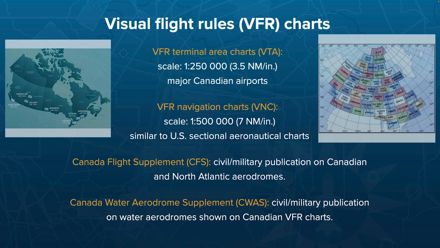So, visual flight rules, VFR charts. We have our VTA charts, right? Our terminal area charts, which are a closer view of areas like Vancouver or Toronto or Calgary, these busier terminal areas. Those VTA charts are very useful in those areas. We have our VFR navigation charts, our VNC charts, and those are a broader scale, similar to the US sectional and aeronautical charts. Those are available, of course, across Canada.